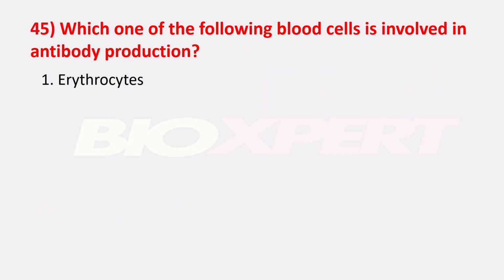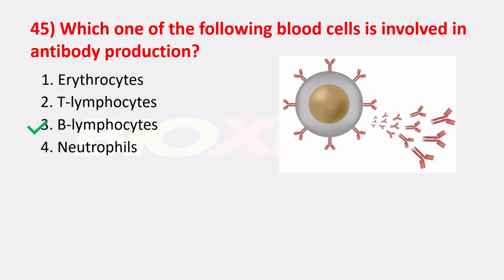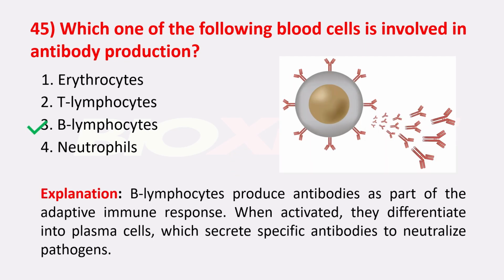Which one of the following blood cells is involved in antibody production? B lymphocytes. B lymphocytes produce antibodies as part of the adaptive immune response. When activated, they differentiate into plasma cells, which secrete specific antibodies to neutralize pathogens.